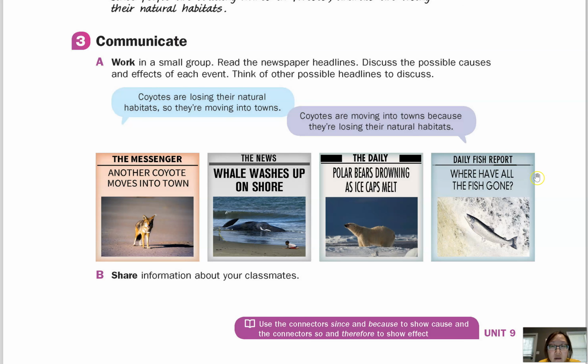And there is another reason, actually, why a lot of fish populations are decreasing, and that's because of overfishing. Too many fish are being caught because, of course, worldwide people enjoy eating fish. Sushi is very popular. So we can say people are overfishing, so all the fish are disappearing, or all the fish are gone.